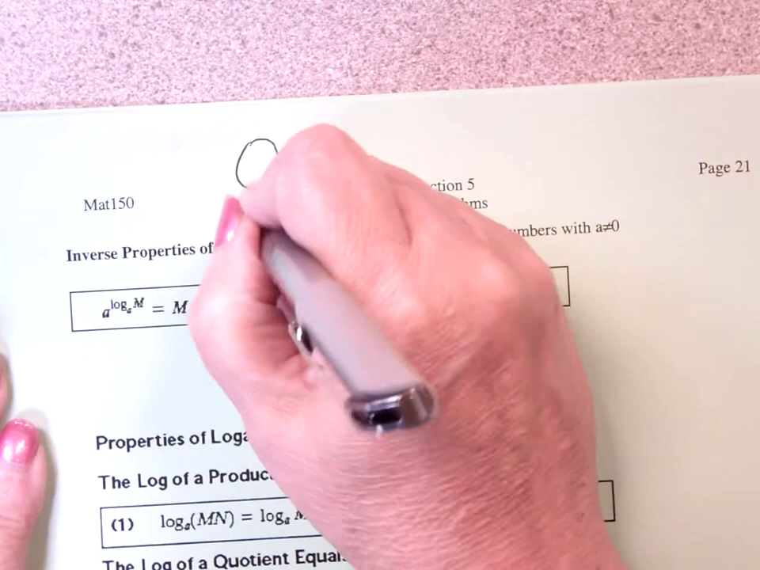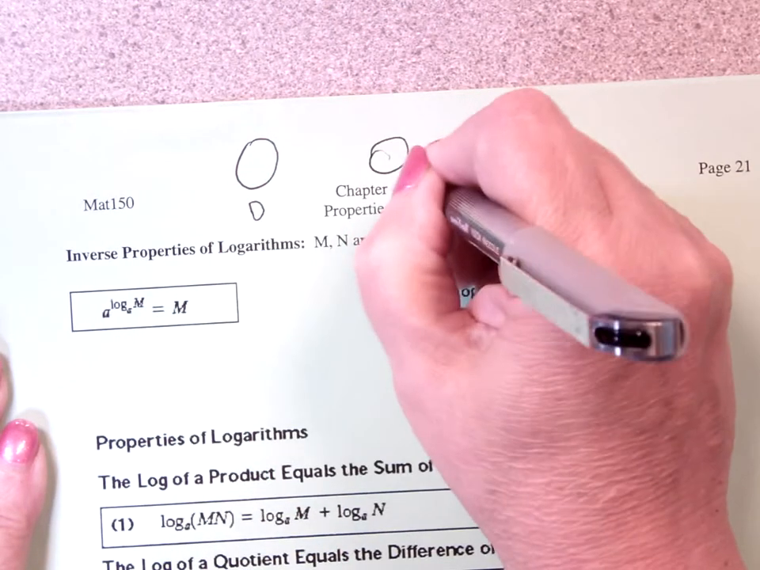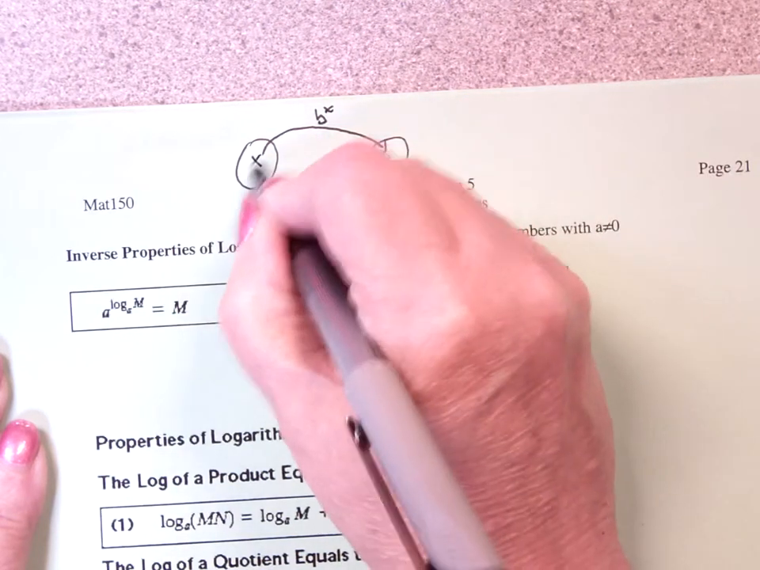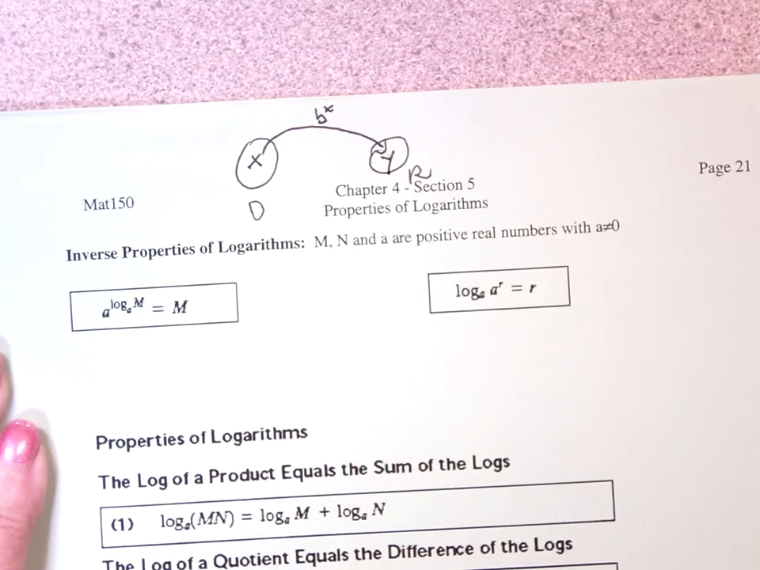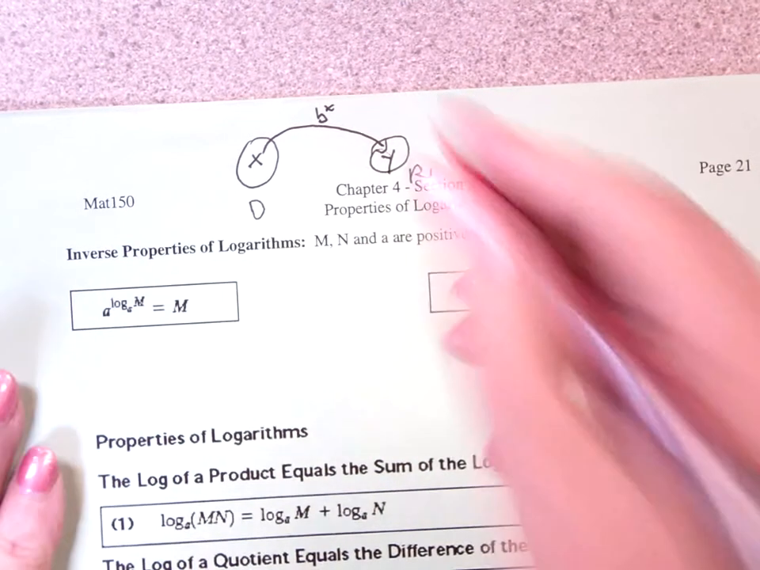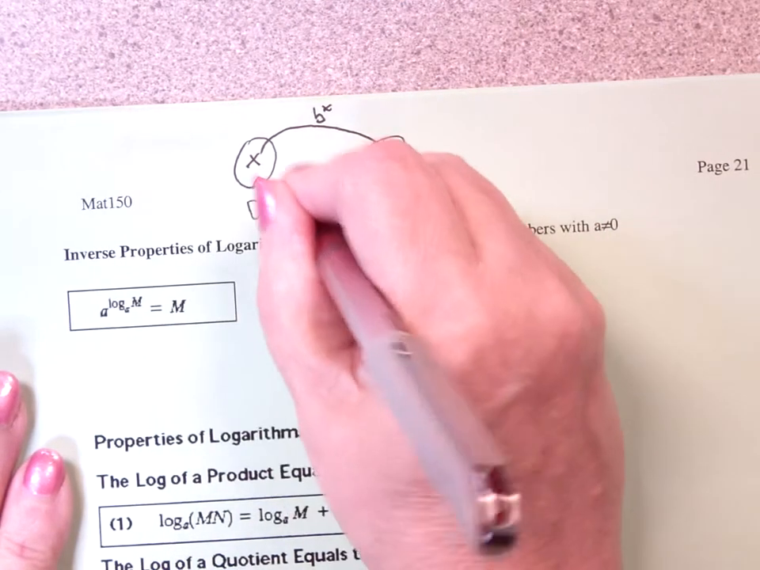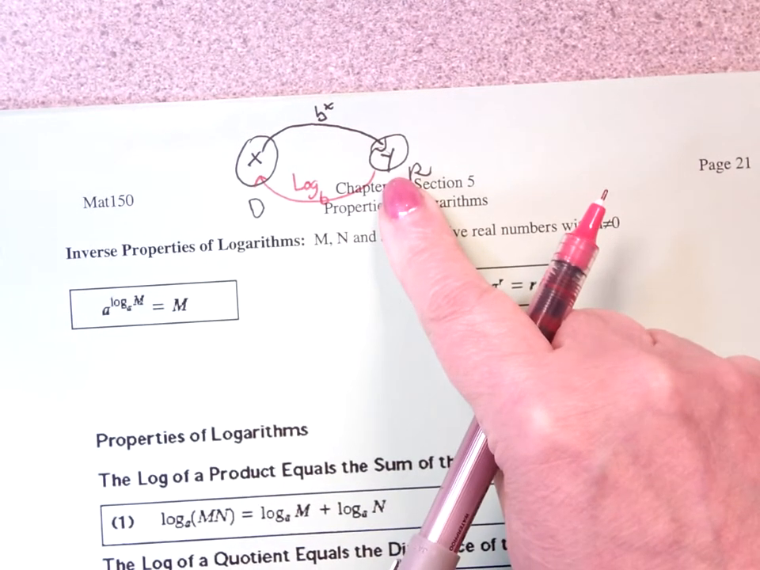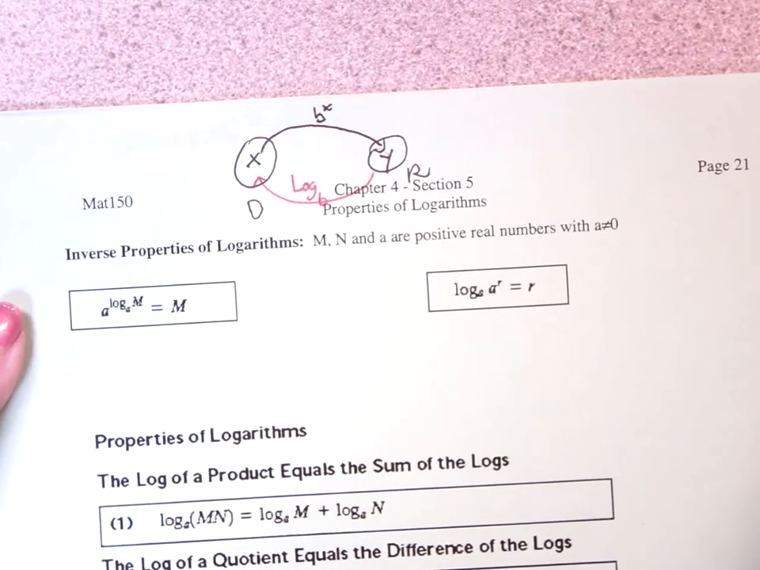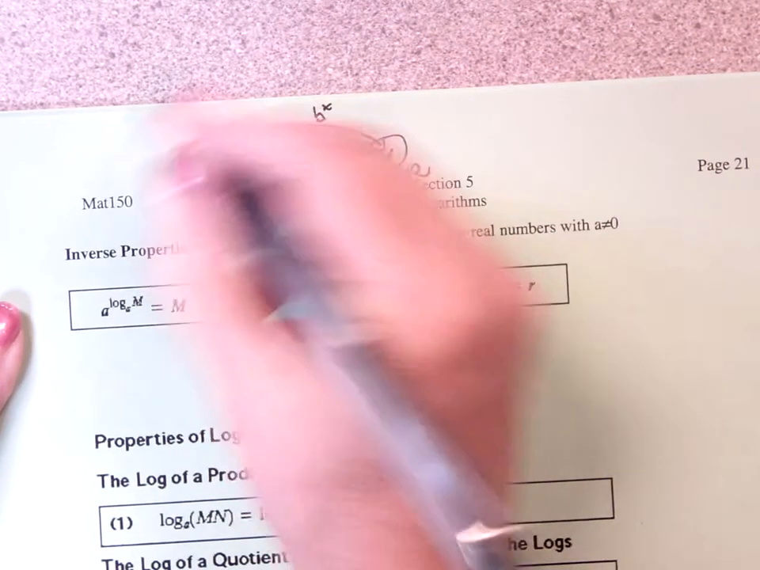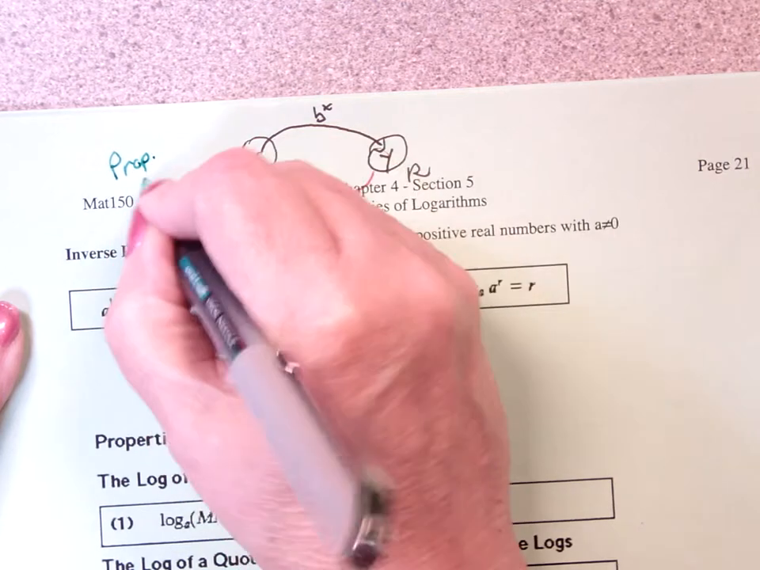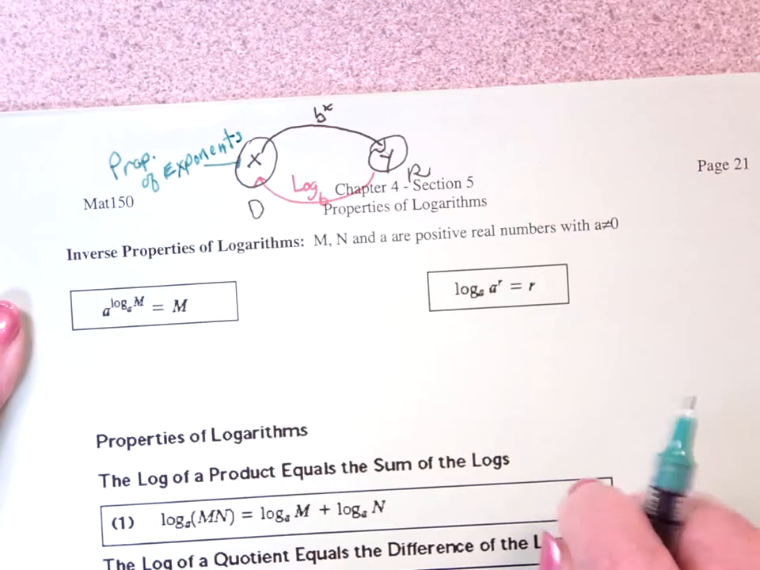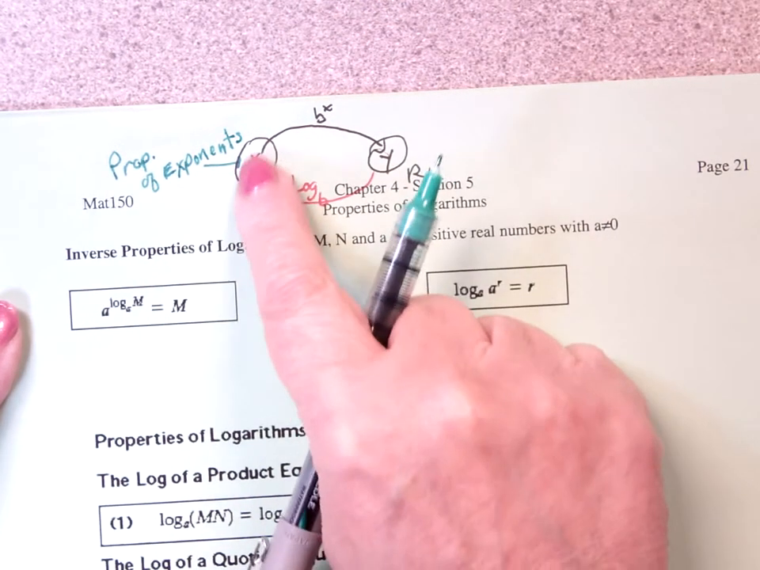we have the domain, we have the range, and the exponential function b to the x takes x values in the domain to y values in the range. And the logarithmic function, log base b, picks up range values and returns it to domain values. So in the domain, we have operating the properties of exponents. So these things work here.